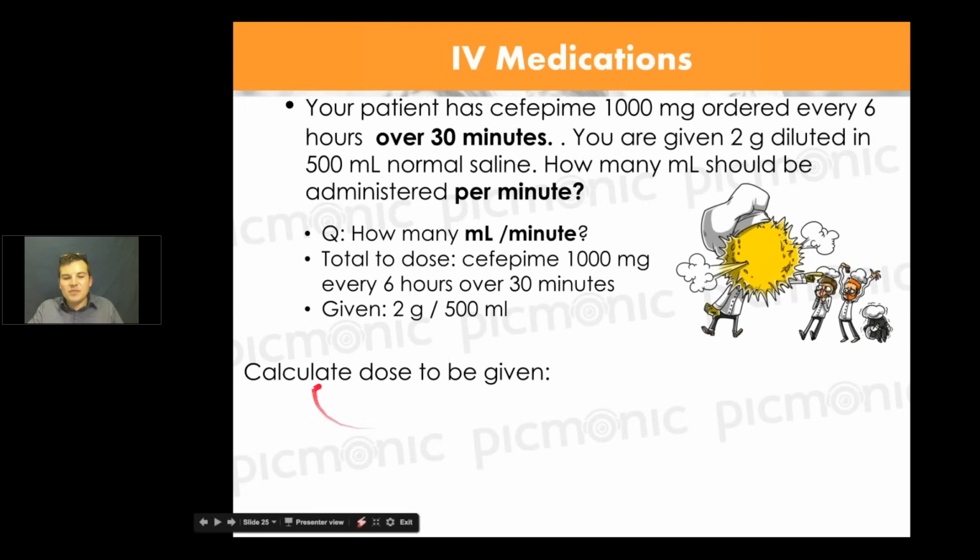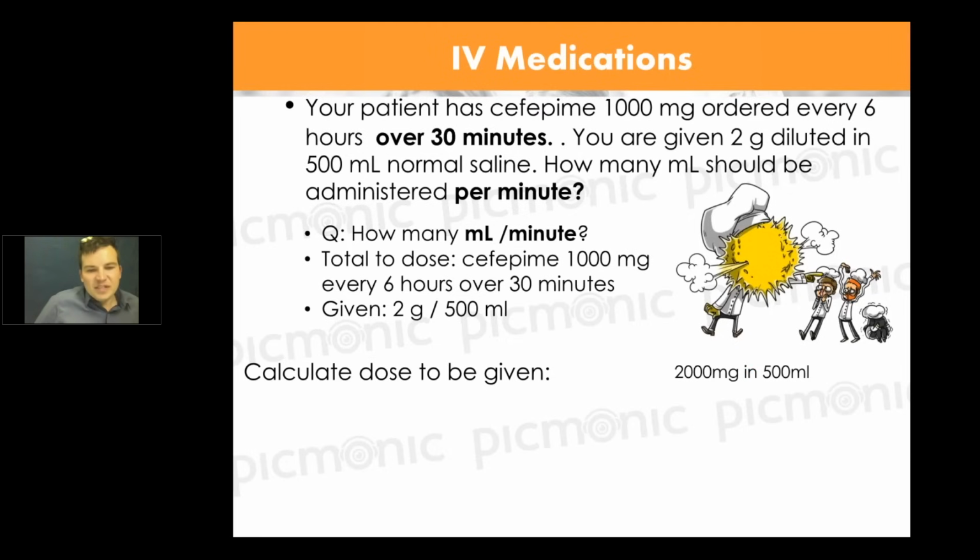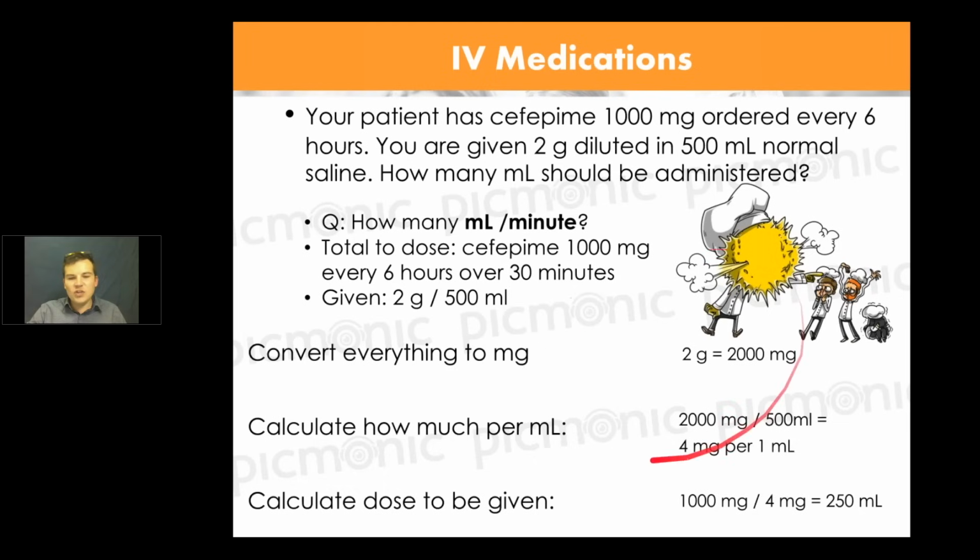I calculated my dose to be given. I know I need to give, I've got my 2,000 milligrams in 500 mLs, right? It's the same question. I could ask you the same question, completely different, but it's literally the same. I'm asking you to come up with a different answer. So with our one before, this question here could be a question all by itself. What's the overall dose that needs to be given? How many mLs? Well, it asked me milliliters a minute or mLs. The answer could be 250.